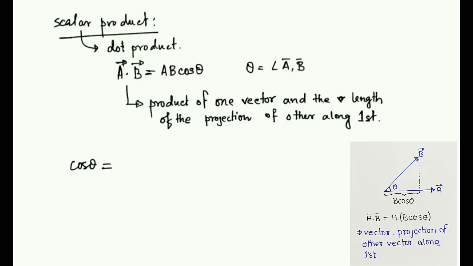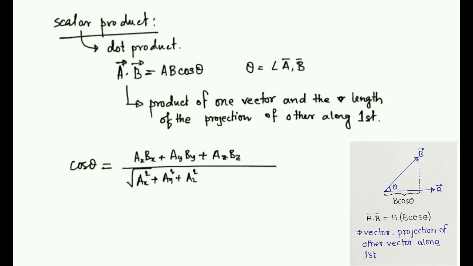Now, how do we find the angle between two vectors? Since A dot B equals A B cos theta, cos theta equals A dot B by A B, that is, AX BX plus AY BY plus AZ BZ divided by their magnitudes, root over of AX square plus AY square plus AZ square into root over of BX square plus BY square plus BZ square.